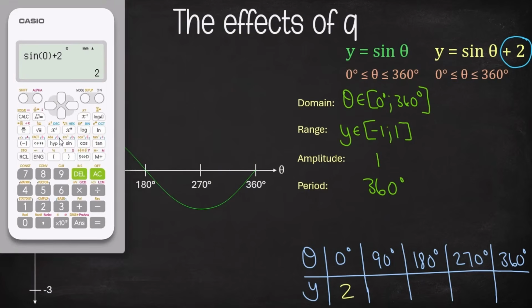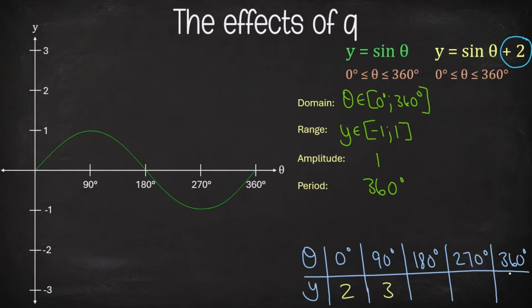Now, let's do it again. We've got sin 90 degrees plus 2, and the value is 3. And you do that for all the values for your table. Now that I've completed the table, I'm going to plot these points on our axes.